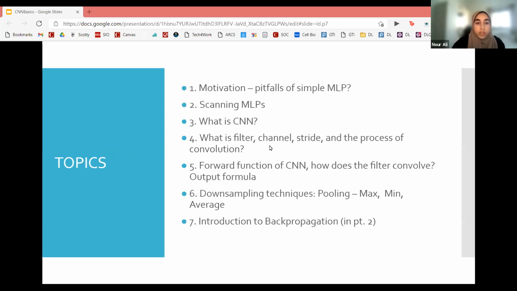So what are we doing today? We're going to start by talking about why a simple MLP won't work for more generalizable tasks for deep learning, such as image classification, for example. We'll discuss what scanning MLPs are, what CNNs are, and we're going to go through some of the terminologies associated with CNNs, such as filters, channels, strides, and the whole process of convolution, some of which you might have heard before. We'll also talk about the forward function of the CNN, some downsampling techniques, as well as an intro to backpropagation during the second part of this recitation. Once again, Professor Biksha will go through all of this again in a lot of detail, so please don't panic if you feel like this is a lot. Just sit back and try to get the general gist of how things work and the overall flow.